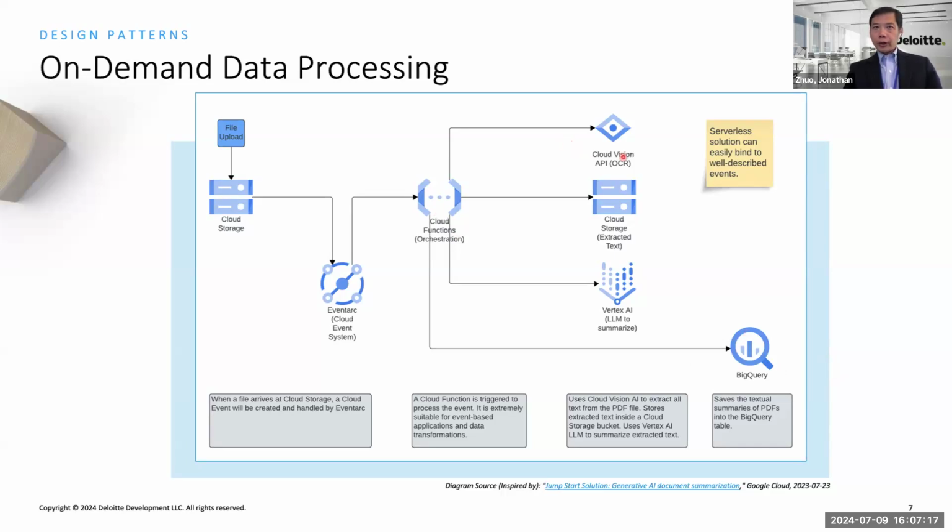Cloud Functions plays the role of an orchestrator, and it uses Cloud Vision AI to extract all text from the PDF file and stores the extracted text inside a cloud storage bucket. It uses a Vertex AI large language model to summarize the extracted text, and at the end, saves the textual summaries of the PDF files into the BigQuery table.